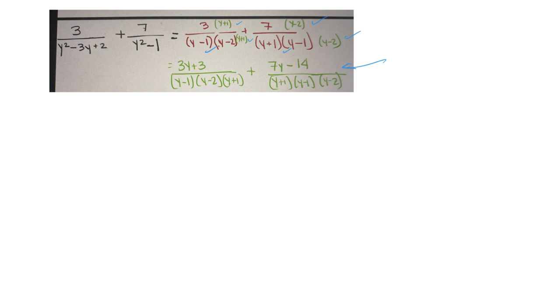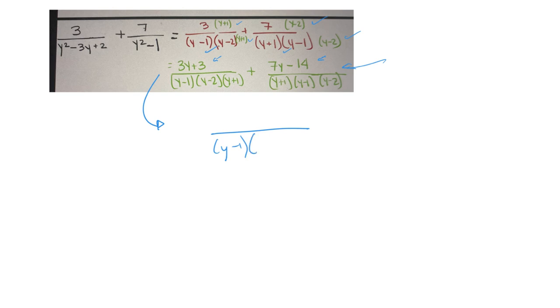Now at this point, you might be tempted to factor out a 1 here and factor out a 7 maybe, and then do some canceling. But you can't do that because if you cancel, you won't have a common denominator anymore. So at this point, what you want to do is write one common denominator.